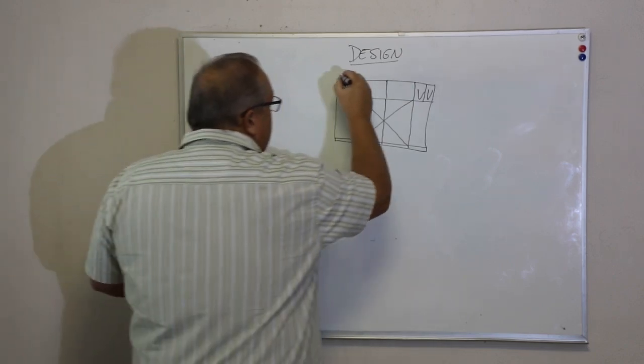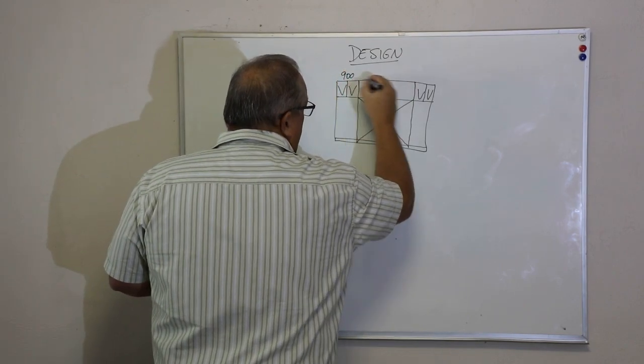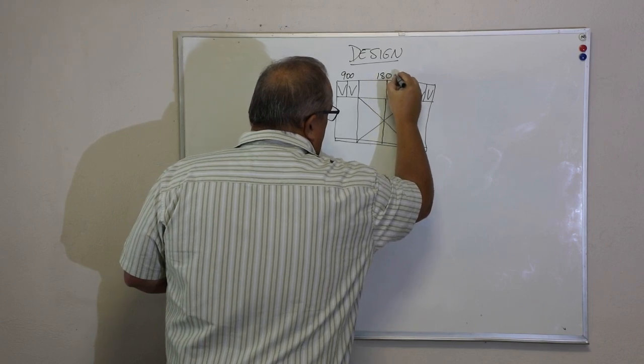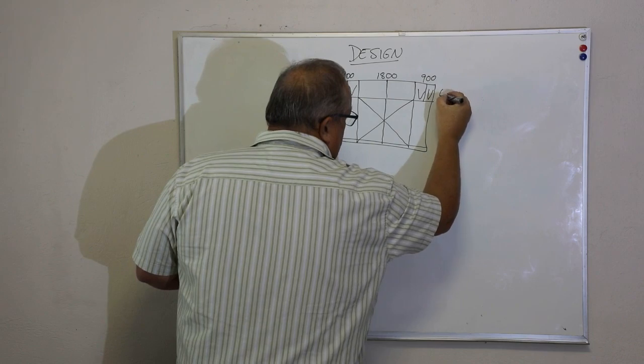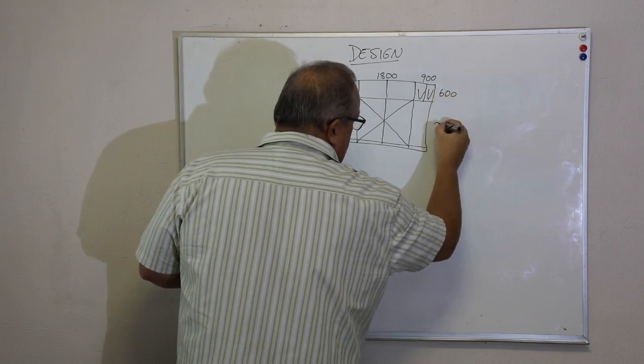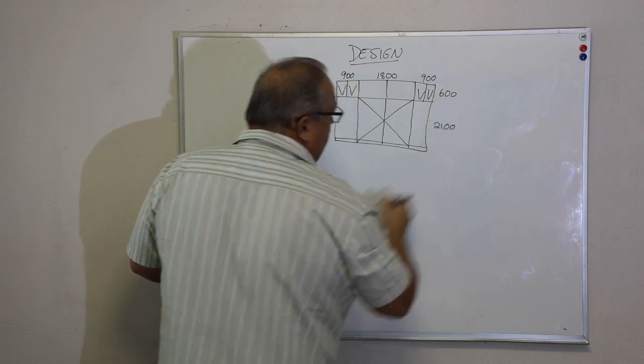So let's say the dimensions are 900, 1800, where the door is going to go, 900 for this side light, 600 for the top light, and 2 meters 100 where the door goes.